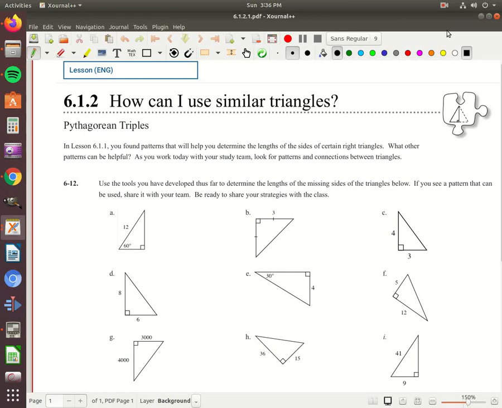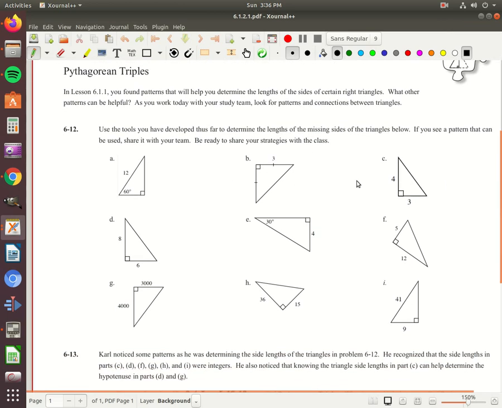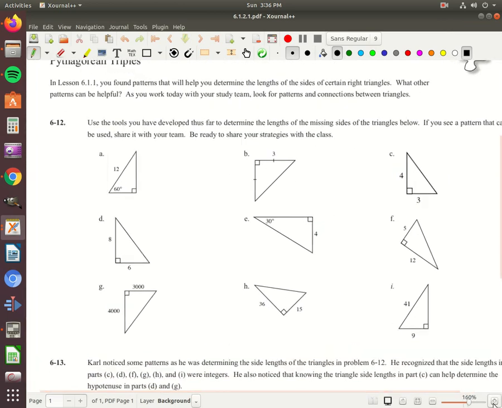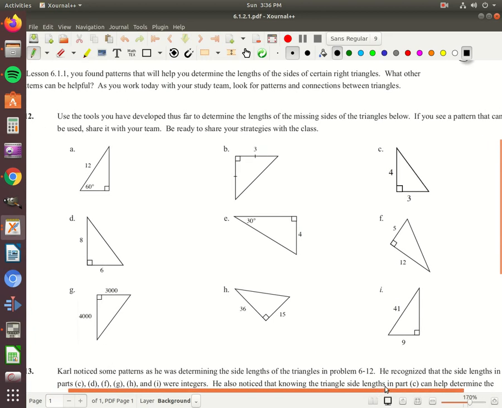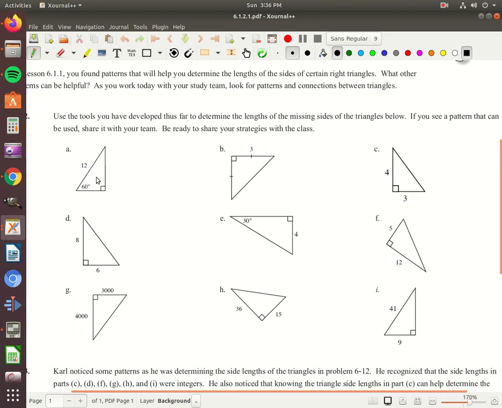Chapter 6, Day 5. We're going to go over Pythagorean triples. It just starts with some review, like, hey, do we remember how to complete these right triangles? So hopefully we know that we have some ways to do this.